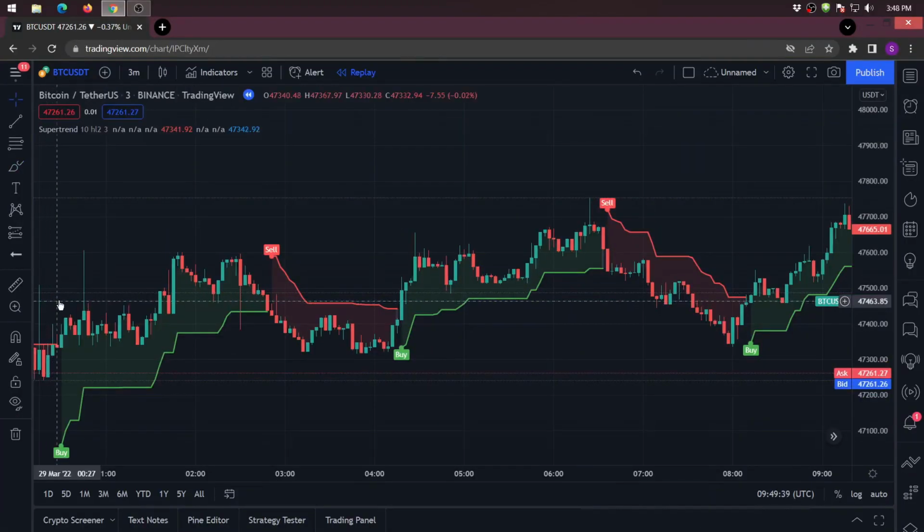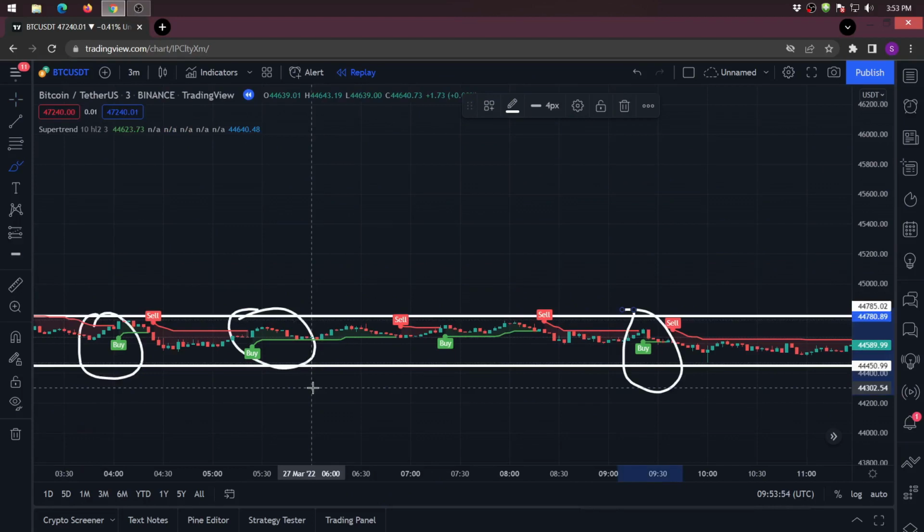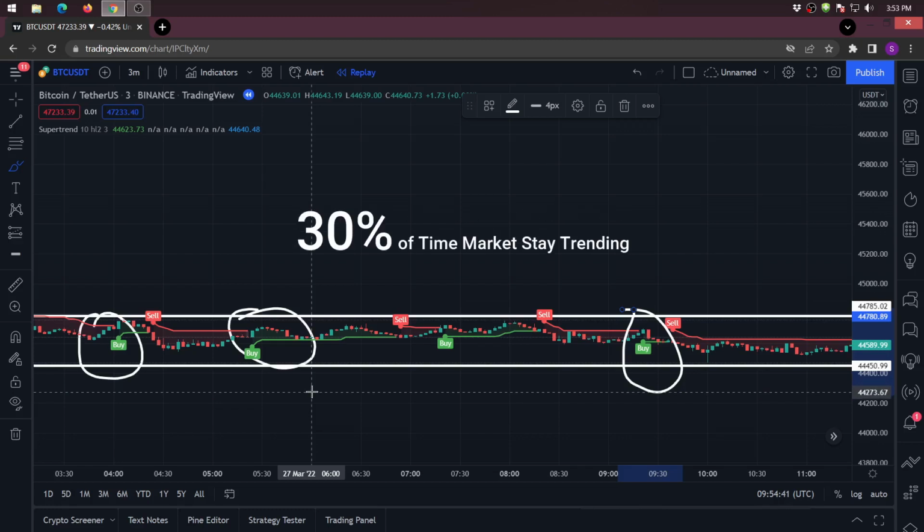And we have a misconception that when we see the Supertrend green line and the buy signal, we just take a long position, and when we see a Supertrend sell signal, we take a short position. The Supertrend gives us buy and sell signals all the time, even in a ranging market. This is the big problem with Supertrend, because in a ranging market it gives us false signals, and if you trade on them, it has a chance of big loss. The market is ranging 70% of the time, and only 30% of the time is the market trending.